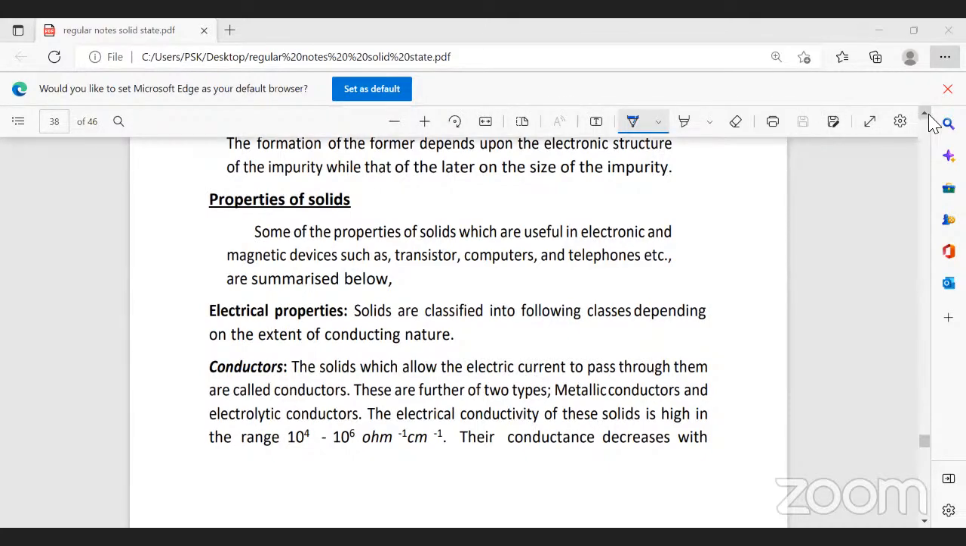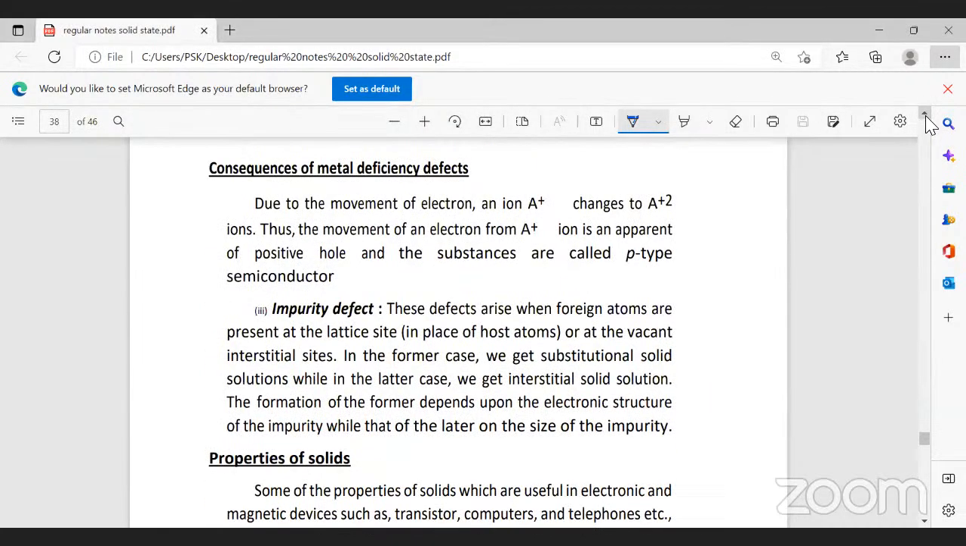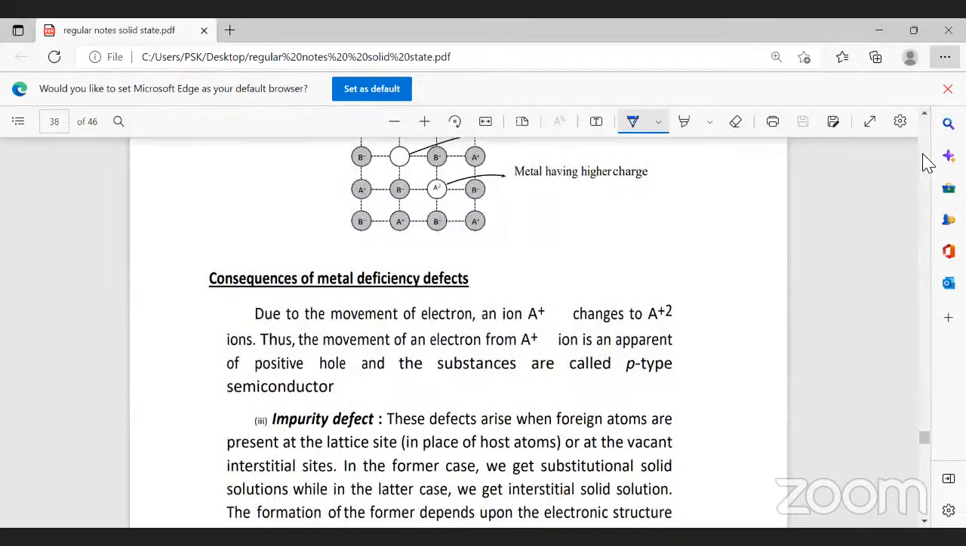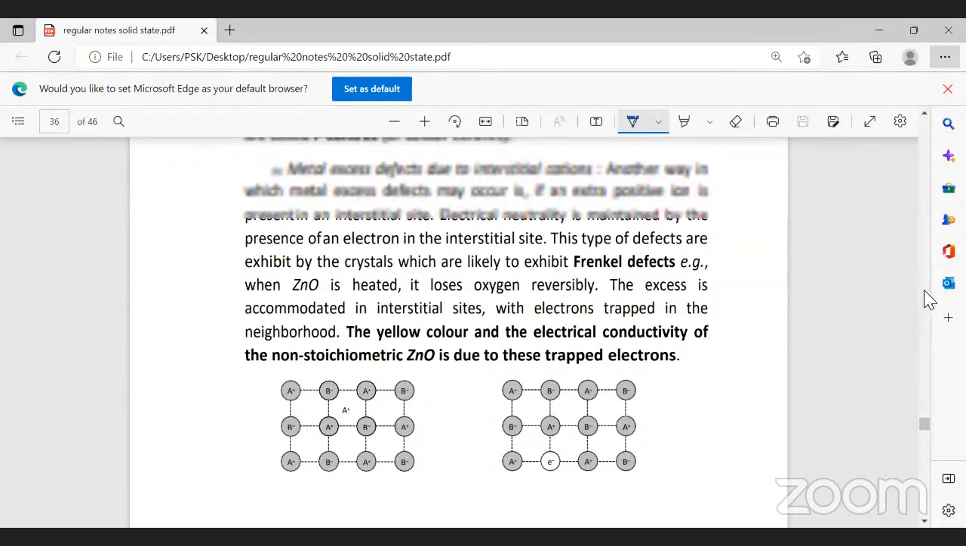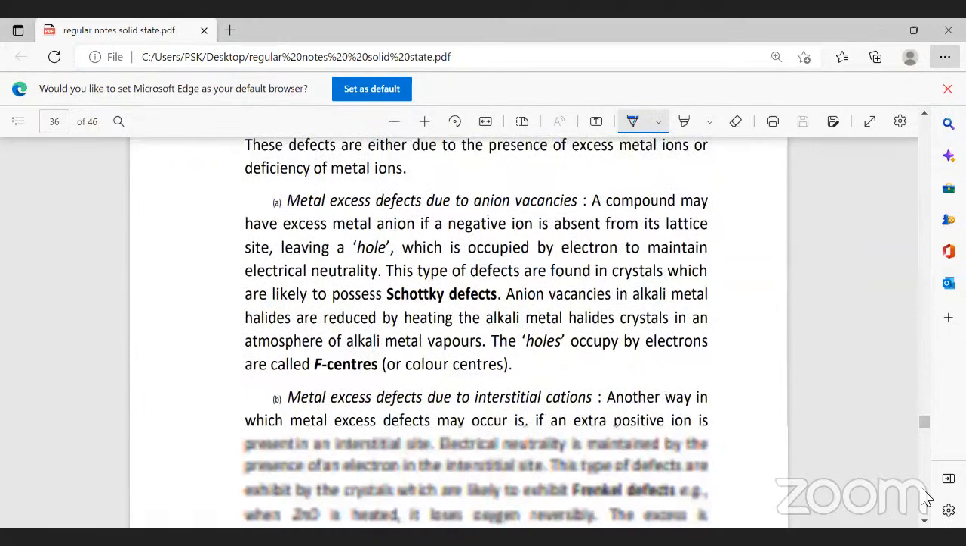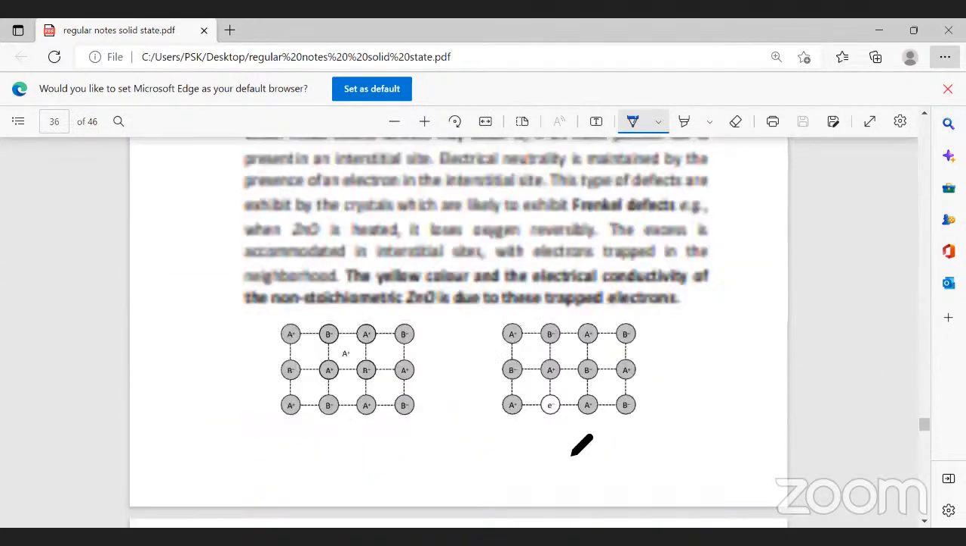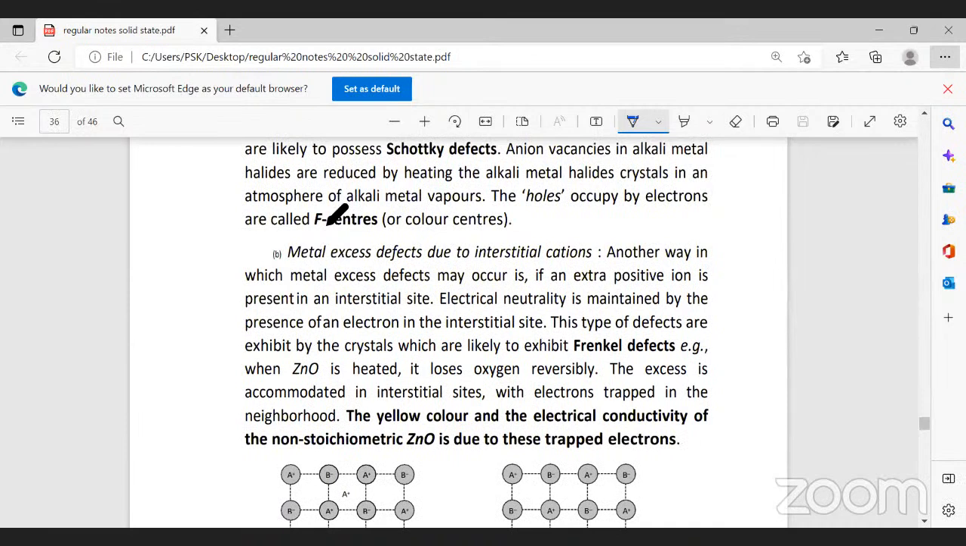Yesterday, we learned different types of defects, stoichiometric defect and non-stoichiometric defect. In that, metal excess defect and metal deficiency defect. And we learned an important question, that is Farben. F center stands for Farben, also called color center. This is because of the electrons occupying the holes. The holes occupied by electrons are called F centers. All that we learned yesterday.